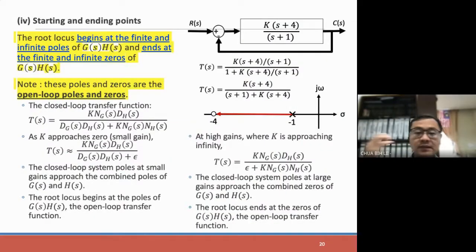Okay, then next would be the start and the end point. Again we have to refer back to the closed loop form. The start and the end point itself, how do we know where it starts and where it ends? The concept of root locus says that the root locus begins at finite and infinite poles. So start from poles and end at zeros, right?